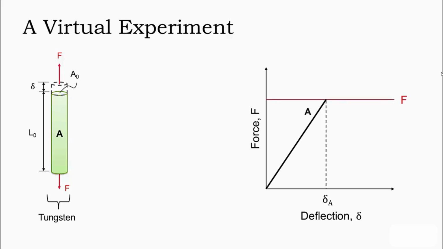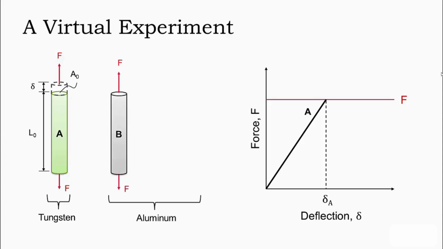For now, we'll assume it's linear in terms of its relationship up until we reach that force F, giving us a total deflection delta A. Now if we look at a second rod of material, this time made out of something softer, such as aluminum, and we apply the same force, we intuitively know because it's softer, we're going to end up with a larger deflection, delta B.